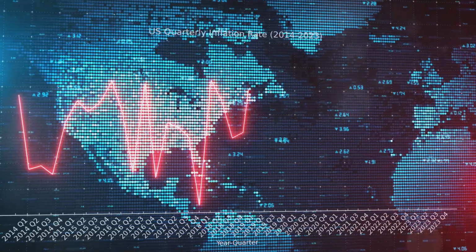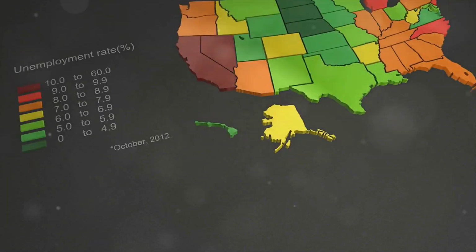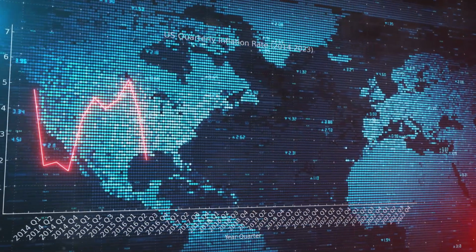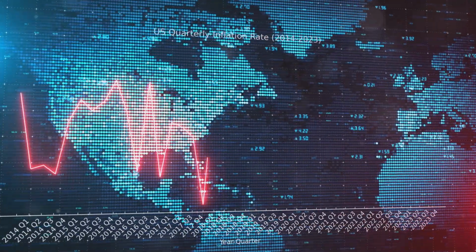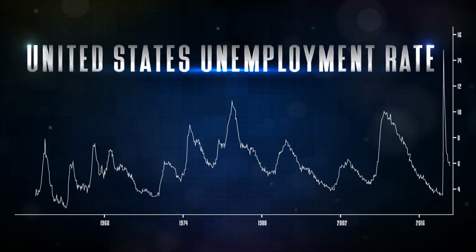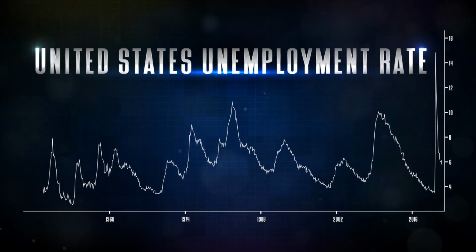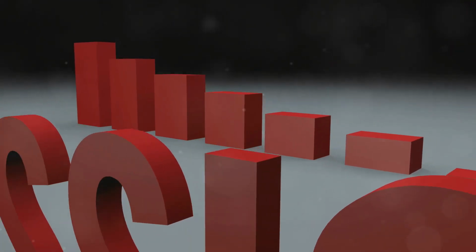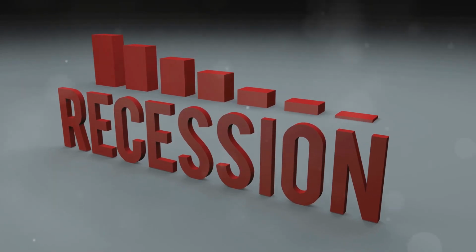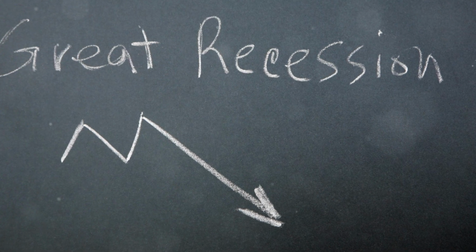Decoding the unemployment rate graph. The unemployment rate graph is a visual representation of how the unemployment rate has changed over time. The horizontal axis of the graph represents time, while the vertical axis represents the unemployment rate. By looking at the graph, we can see how the unemployment rate has fluctuated over the years. We can identify periods of economic growth and recession, and we can track the impact of major events like wars, natural disasters, and policy changes.